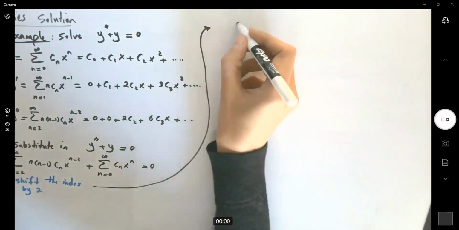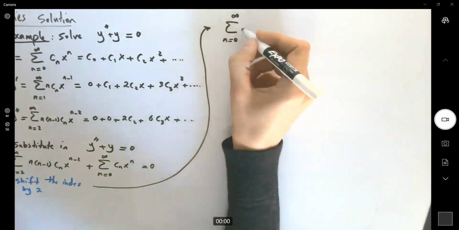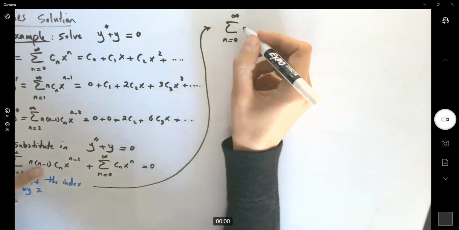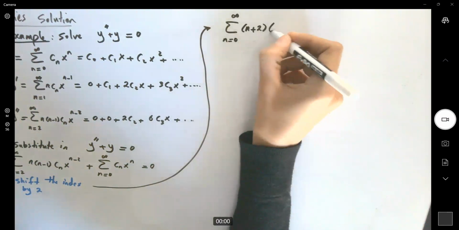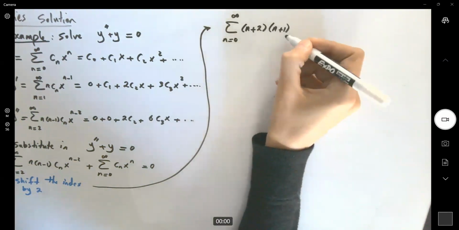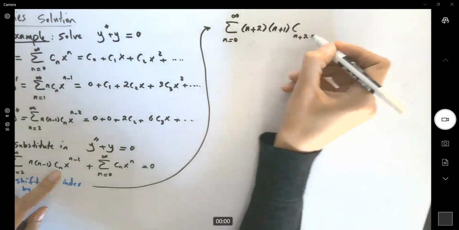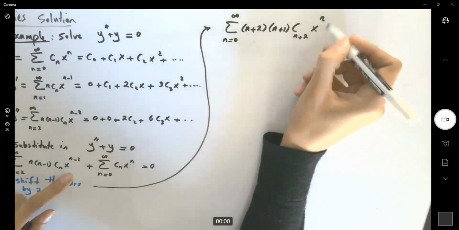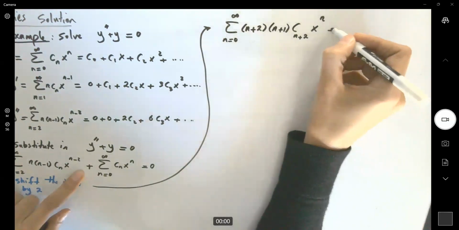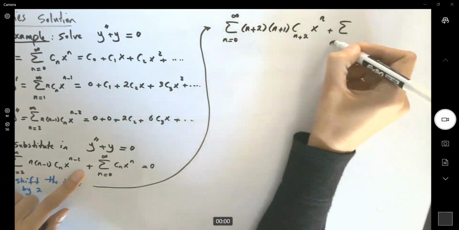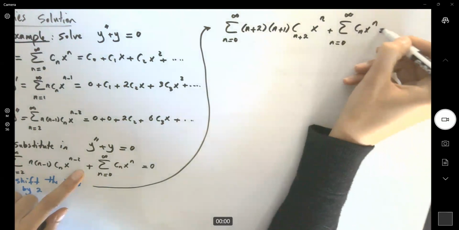Your first series becomes the sum starting from 0 to infinity, and then you add 2 to each n. You get n plus 2 times n plus 1, and your c sub n becomes c sub n plus 2, and your x becomes x to the n minus 2 plus 2, which is x to the n. You copy down the second series, the sum from 0 to infinity of c sub n x to the n, equal to 0.